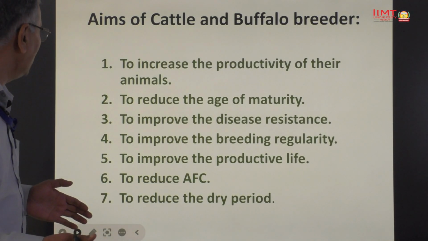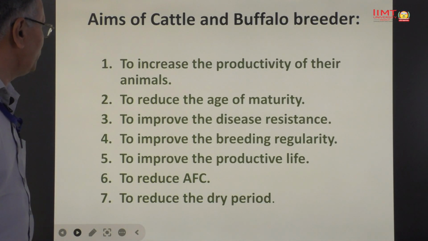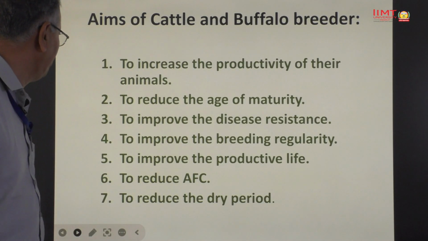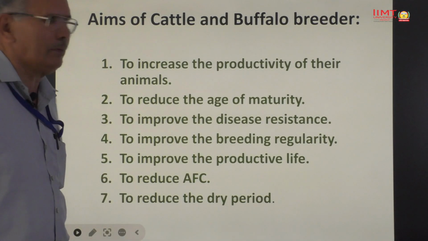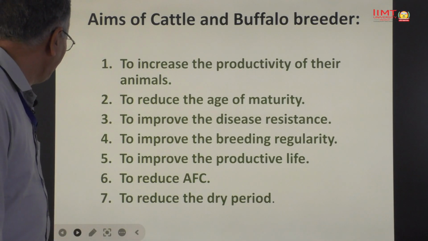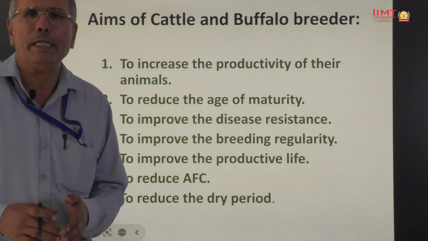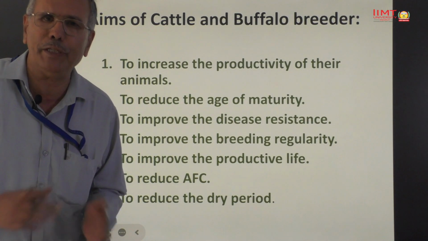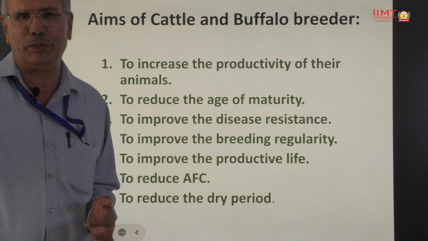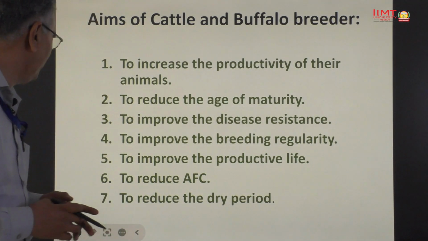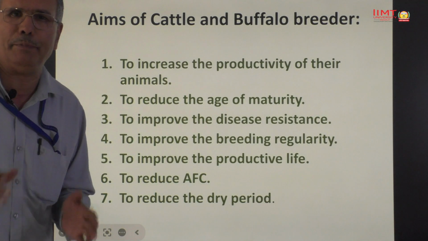To improve the disease resistance of their animal. And fourth aim is to improve the breeding regularity. Fifth aim is to improve the productive life of the animal. And number six, to reduce the age at first calving. If age at first calving is reduced, then productive life of an animal will be enhanced or increased. And number seventh aim of animal breeder is to reduce the dry period.